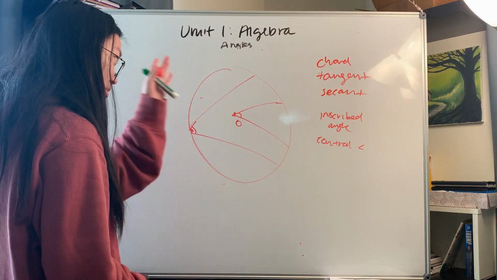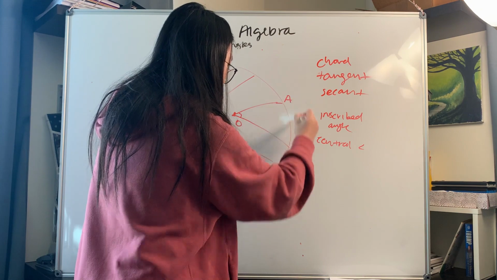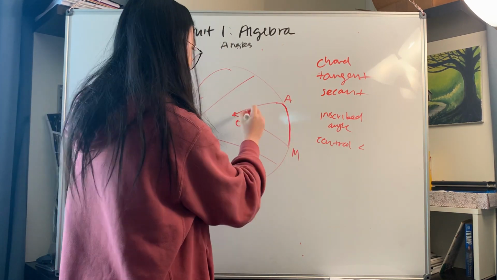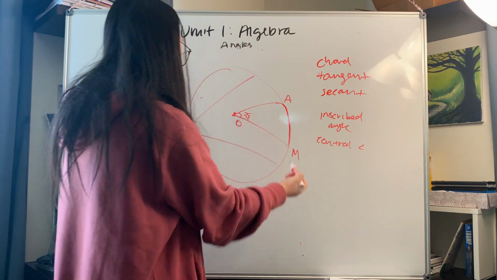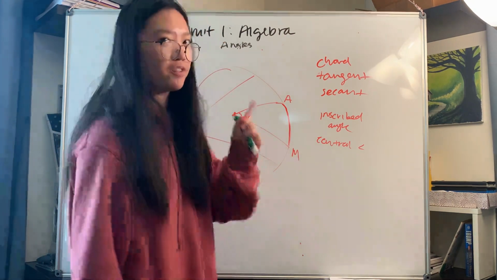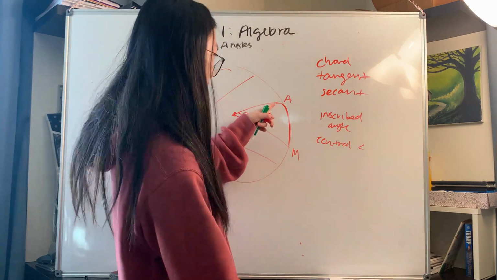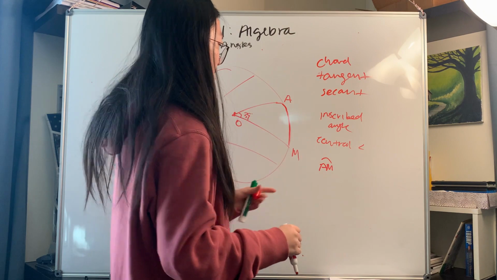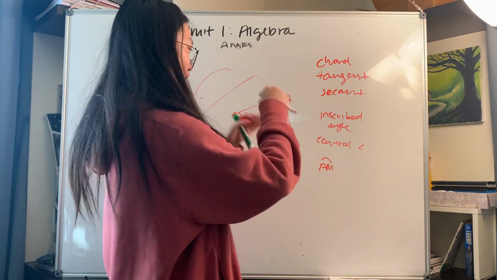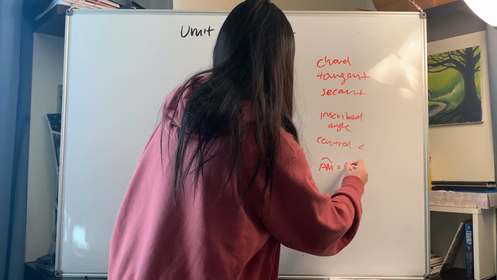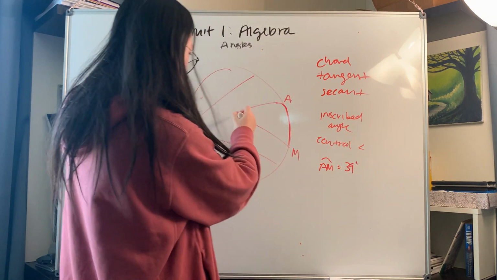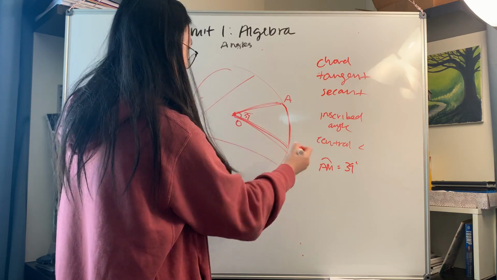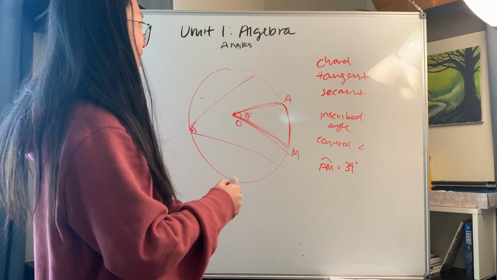And so the important thing to remember about central angles, so let's say that you have A and M right over here. The central angle, let's say this is 39 degrees. The central angle is also equal to the angle of the arc that it intercepts. So right here would be arc AM. And so the angle of arc AM would also be 39 degrees, because this is the central angle that intercepts it. So you guys should read the notes.